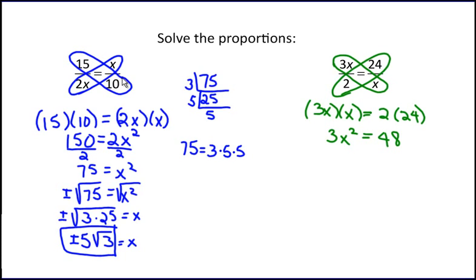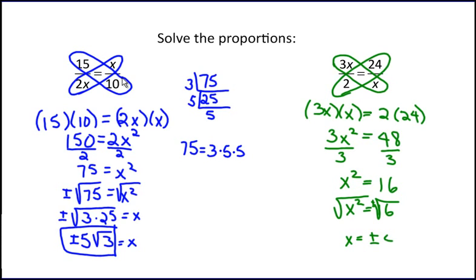Once again we need to get the x squared alone, so we will divide by 3 on both sides. And 3 goes into 48 16 times. Now I'm ready to take the square root of both sides, and I will have x equals plus and minus 4 as the result.